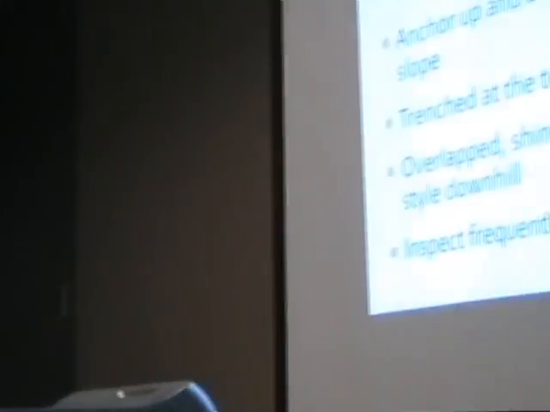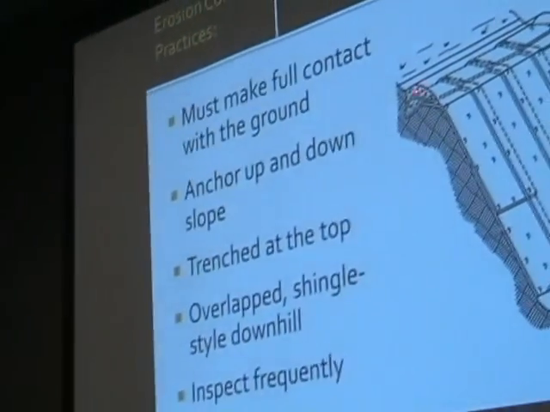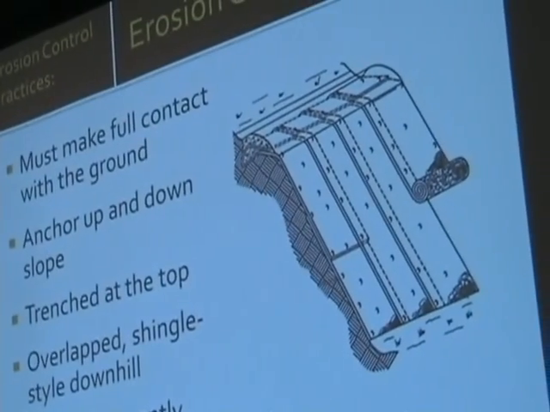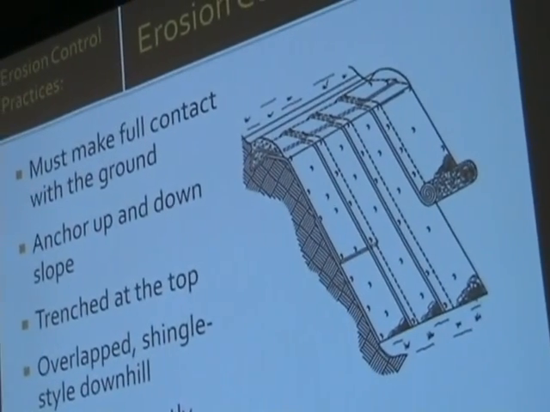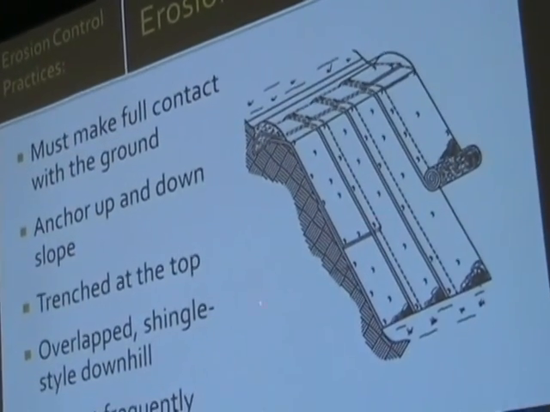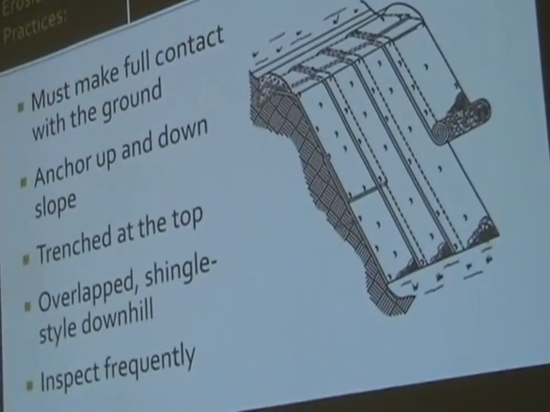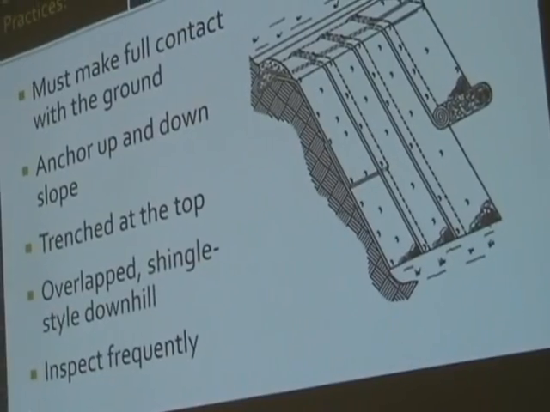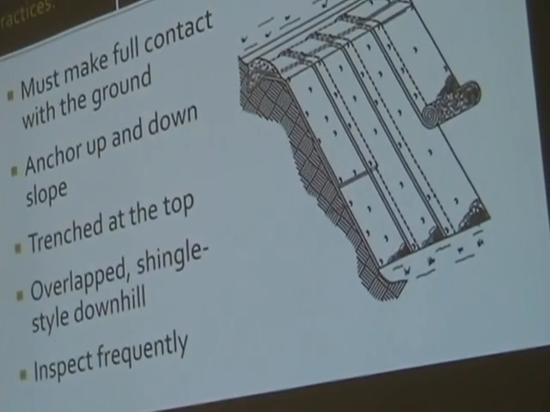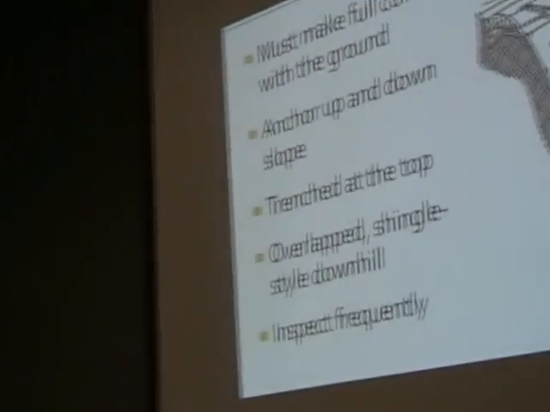Another aspect, you need to trench this at the top of the slope in a 4 to 6 inch trench to hold it in place. And then you need to make sure that these erosion control mats are overlapped 4 to 6 inches going across the slope and up to 3 feet going down the slope, shingle style. Okay, so one underneath the other. And that's really important. You want to make sure that you're considering that when you go out and buy this erosion control matting. You're accounting for that overlap.